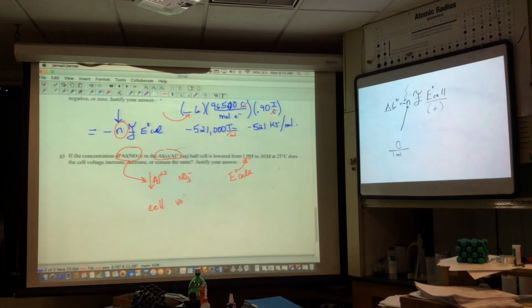And by the way, we answered this a million times for every one I gave you. Okay, but we did it. Cell voltage increases because the forward reaction becomes what? More spontaneous. And why? You can be really cool here and say that the Q is now much smaller than the K.